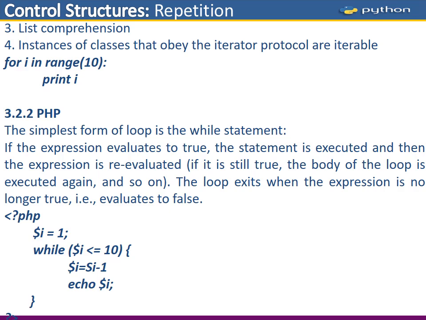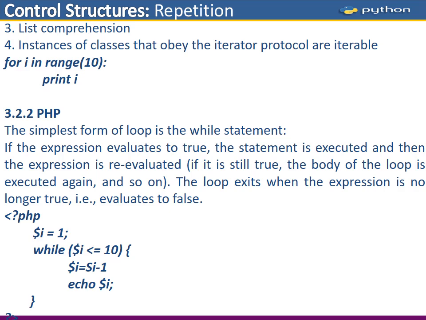The while statement in PHP is almost identical to the Python while loop, because both of them execute a block of code repeatedly as long as a specific condition evaluates to true. As long as the condition holds, the body of the loop is executed again and again. So the PHP one is almost identical to the Python while loop. So let us look at an example of the while statement loop in PHP.